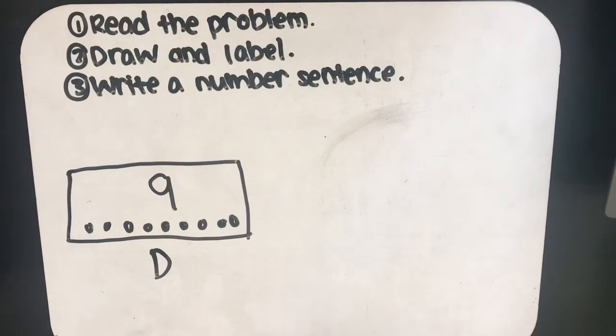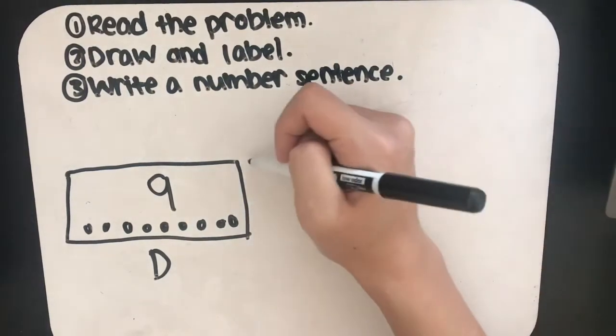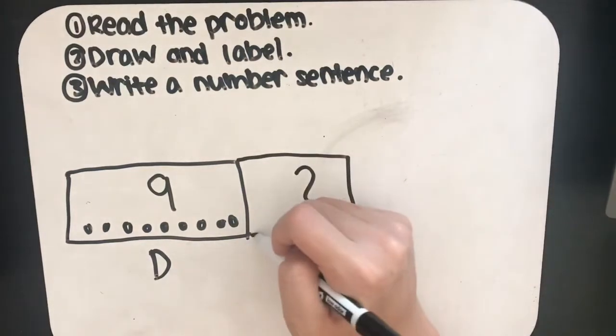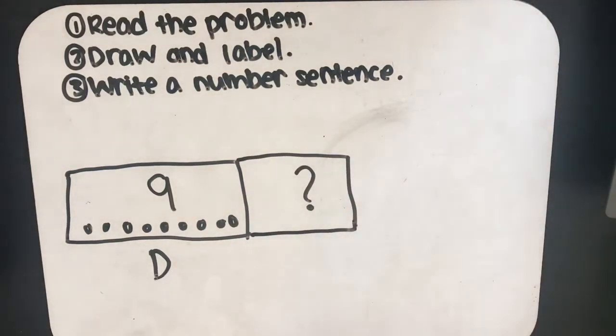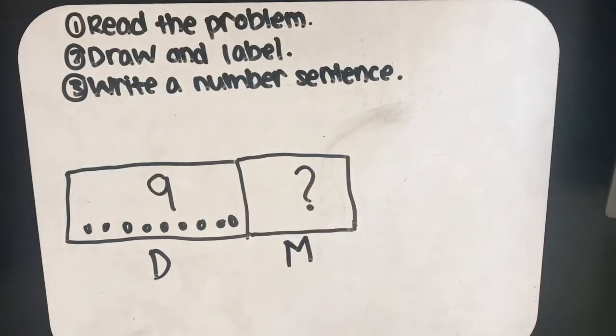Some more dogs came to the park. The word problem doesn't tell us how many more dogs came to the park. That part is unknown. So I'm going to put a question mark there instead. I'll still put a box around the part, and I'm going to label it with an M for some more.